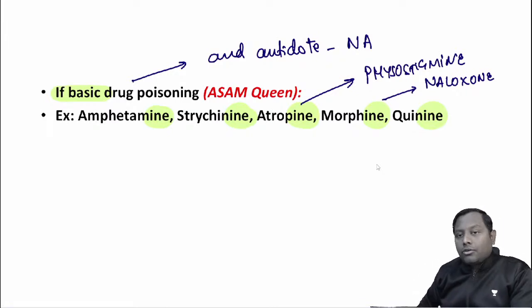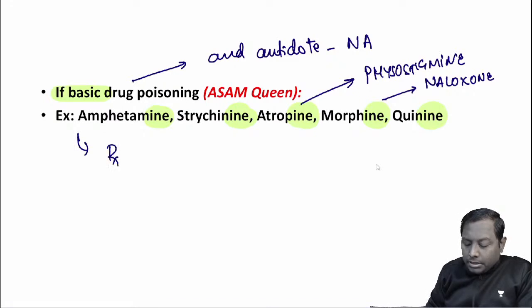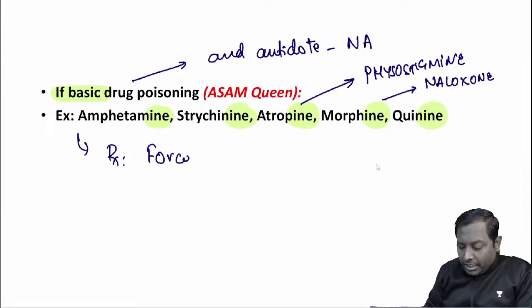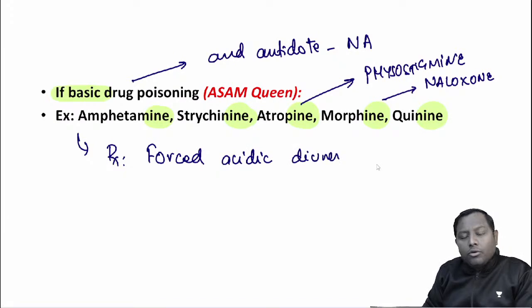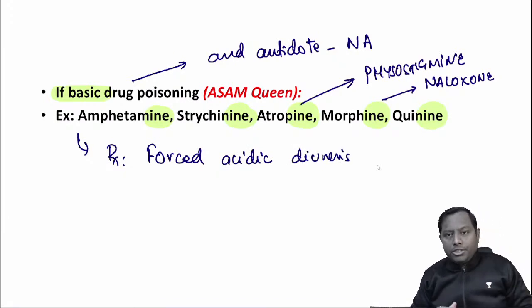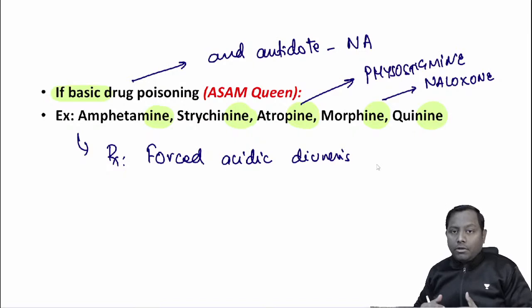However, if naloxone or physostigmine is not there, if there is any basic drug poisoning, how are you going to manage? This case scenario will be managed using forced acidic diuresis. Now I'm not giving you a 4-option question. There will definitely be 4-option questions as well.